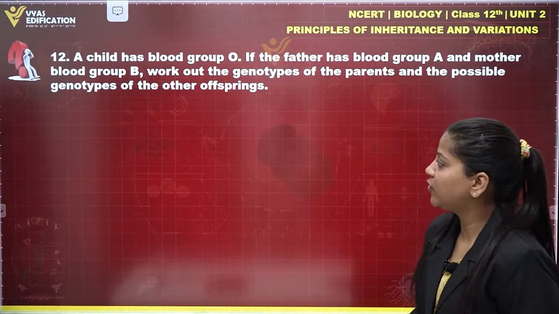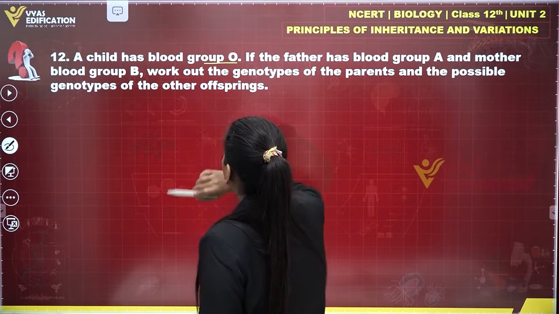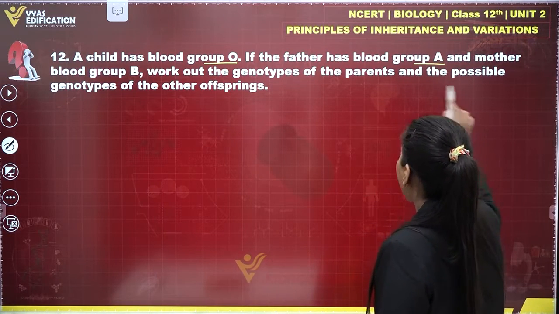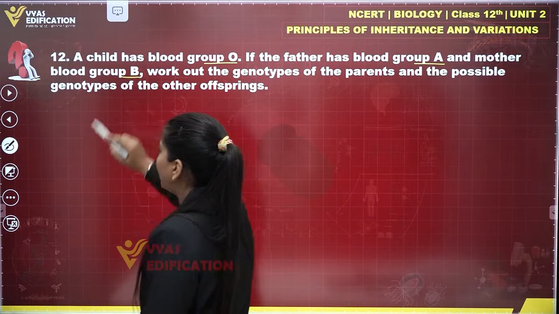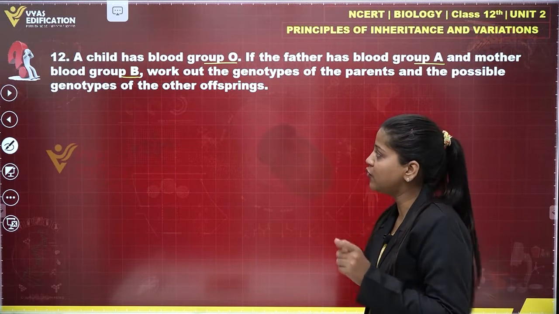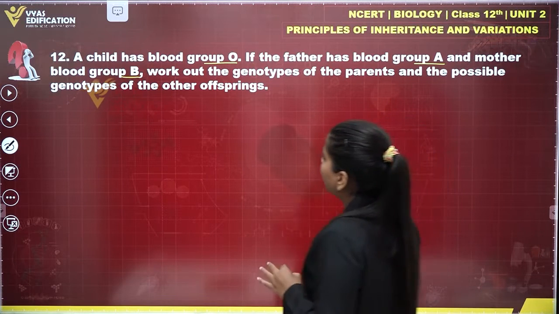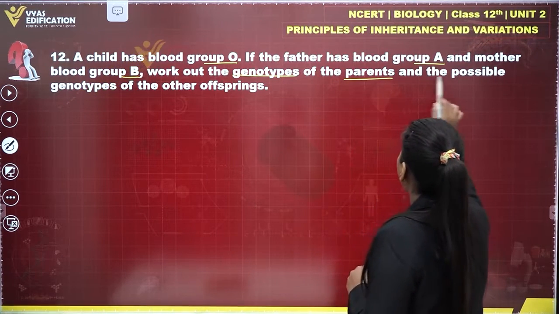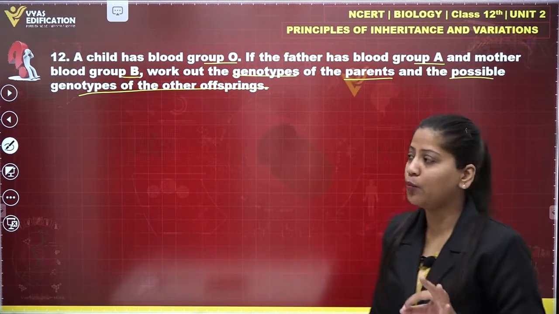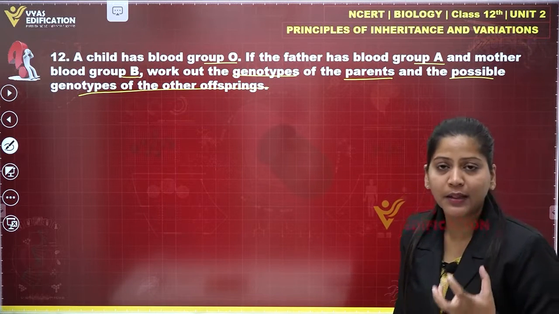Now let's talk about the next question, question number 12. A child has blood group O. If the father has blood group A and the mother has blood group B, work out the genotypes of the parents and the possible genotypes of other offspring. So we have to mention the possible genotypes of the blood groups of the other offspring.